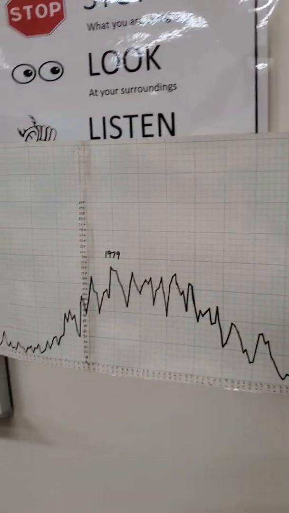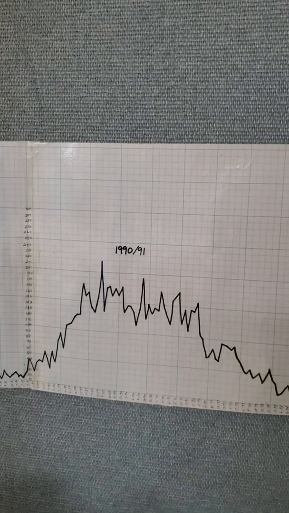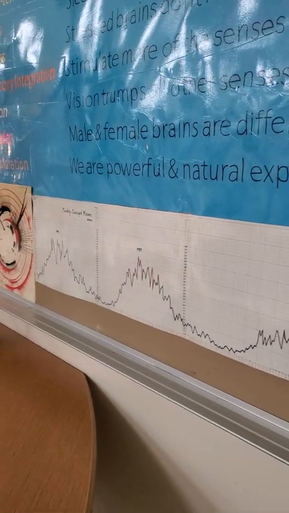Here's the 1979 peak. And then the 1990-91 peak. The 2000-2001 peak. And then the wimpy 2014 peak. See how jagged it is? That's because those are monthly numbers.